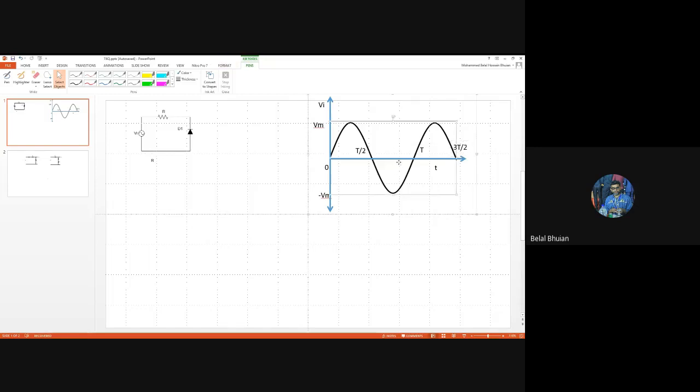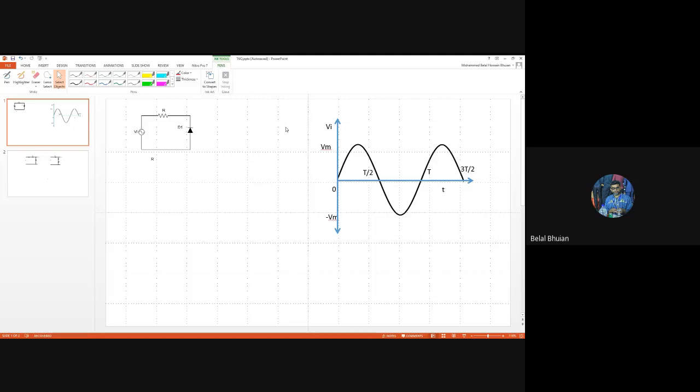Okay, so this is our signal. So this is the signal that we have applied as input to this circuit. The circuit consists of a resistor and a diode in series. However, the diode appears to be oriented in the upward direction.